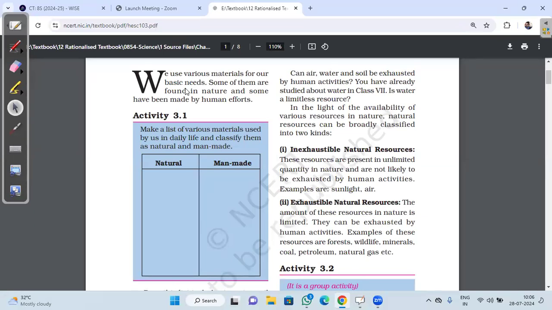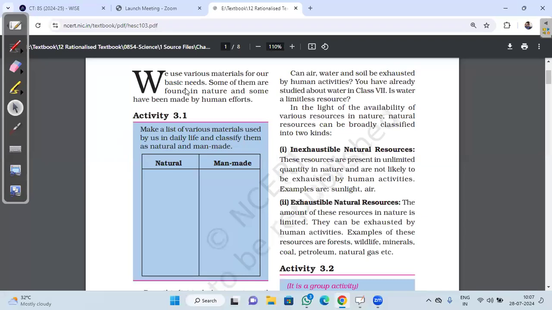They are in a continuous cycle. If you are using water, sunlight, air: sunlight is almost an inexhaustible natural resource. Air is an inexhaustible natural resource. Water is an inexhaustible natural resource. Such resources are present in unlimited amount.